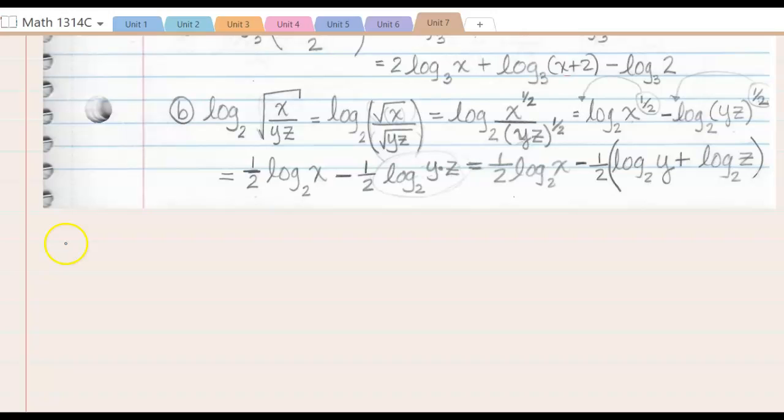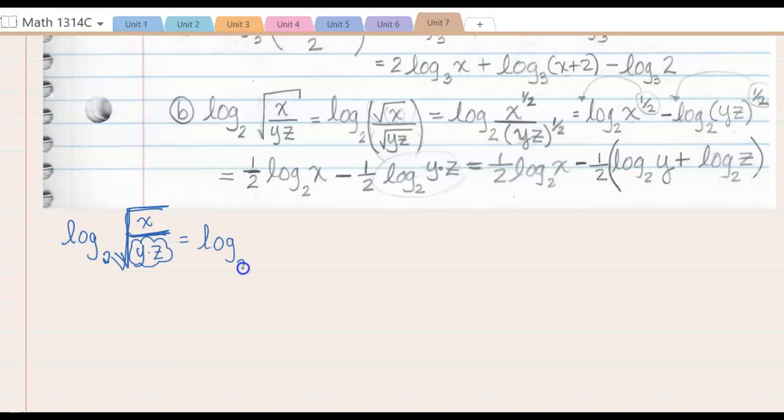Finally, let's do the last example where we have the log of base 2 of the square root of x over y times z. So I said times z because I want you to realize that we have a product rule down here, we have a quotient rule happening, and then we have this square root to everything. So let's divide it up a little bit.